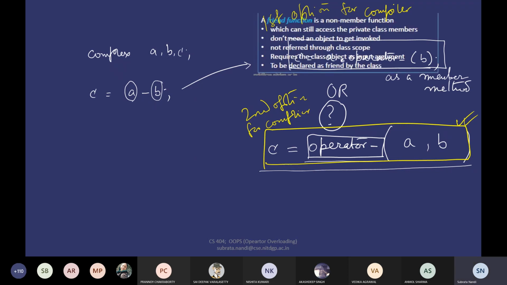So once again I highlight those. A friend function is a non-member function which can still access the private class members, doesn't need an object to get invoked, is not referred through class scope, and requires a class object to be passed as an argument, and to be declared as a friend by the class. So in that case, in that complex class, when you write the details of this function operator minus, can you tell me what I need to write here?